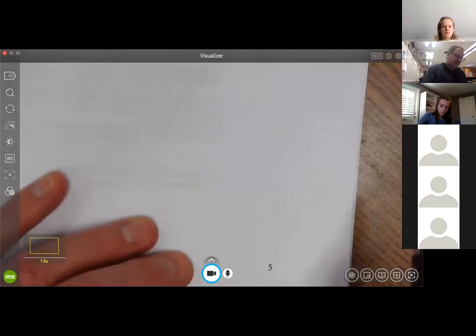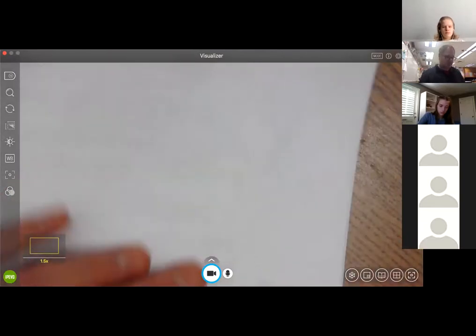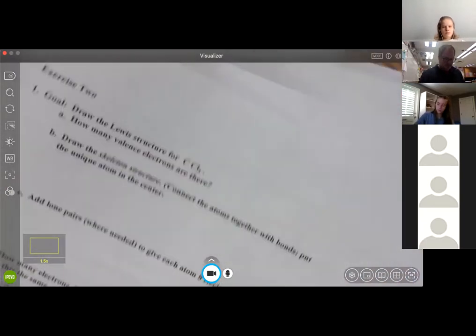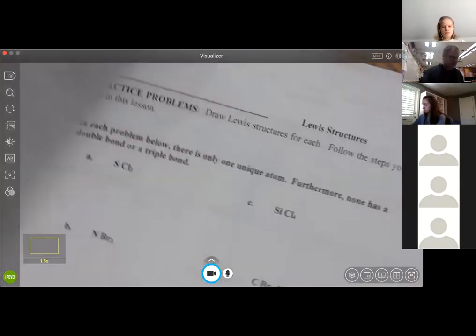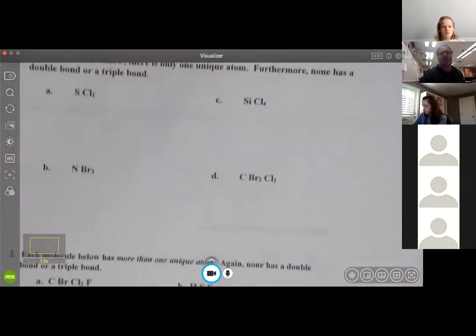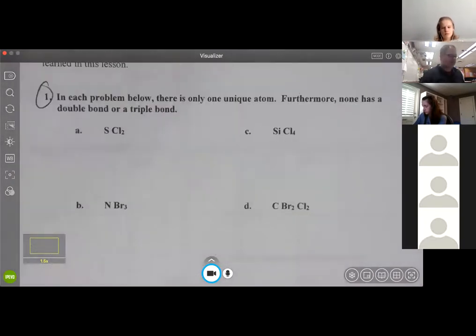For tomorrow, I would like for you to finish page 5. And then on page 13, I would like for you to do 1. As always, I will stay on here for the rest of the time.